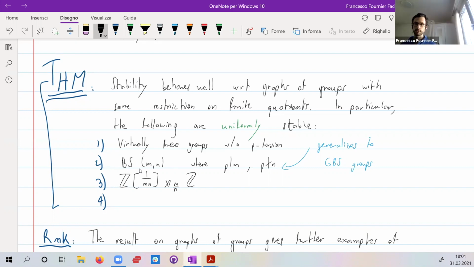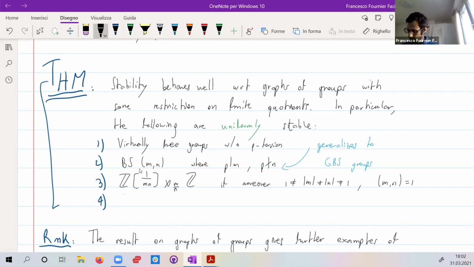Okay, so you just take Z, the additive group of Z adjoined 1 over MN, and you do the semi-direct product with Z, which acts by multiplication by M over N. If you also assume a condition on the M and N above, right? If you're familiar with Baumslag-Solitar groups, you will notice that this is precisely the condition under which Baumslag-Solitar groups are not residually finite. This thing here is indeed the largest residually finite quotient of the Baumslag-Solitar group. So this follows from a previous theorem.